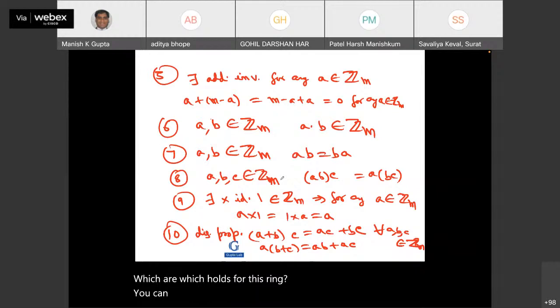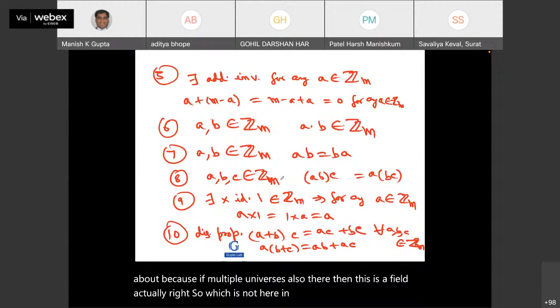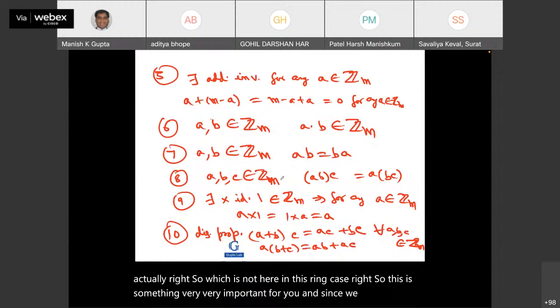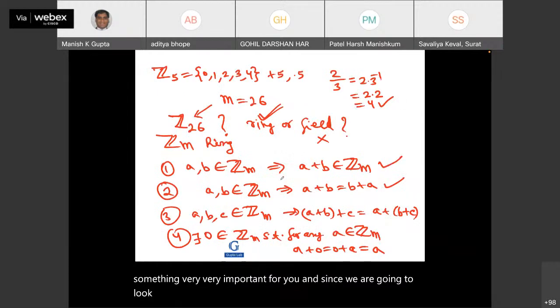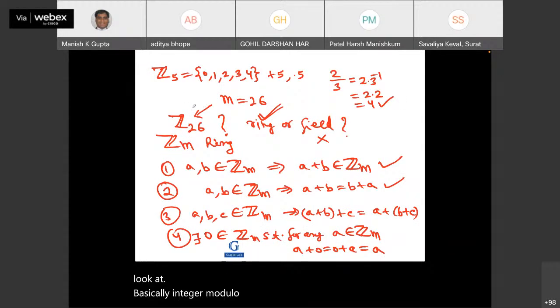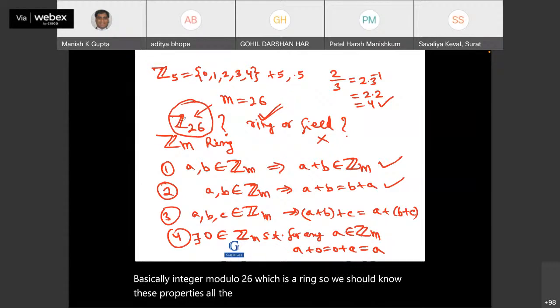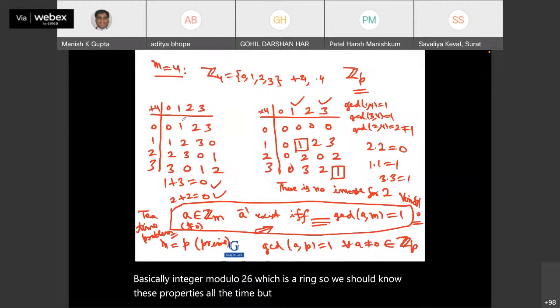You can clearly see that I have not talked about the multiplicative inverse, because if the multiplicative inverse is also there, then this is a field, right? Which is not the case here in this ring. This is something very, very important for you. And since we are going to look at integers modulo 26, which is a ring, we should know these properties all the time. But we can always make these kinds of tables.